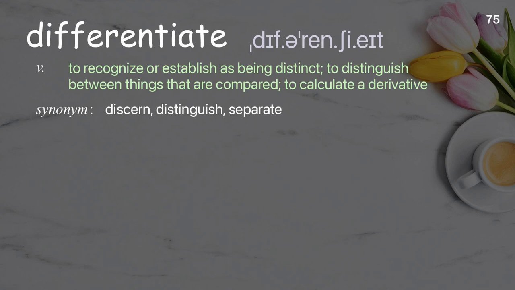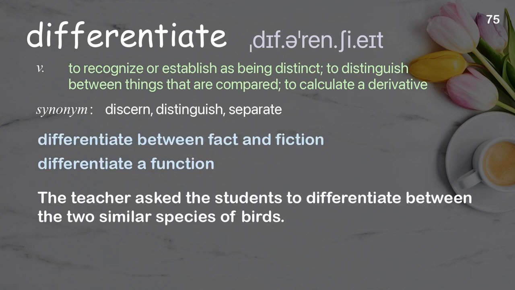Differentiate. To recognize or establish as being distinct, to distinguish between things that are compared, to calculate a derivative. Examples. Differentiate between fact and fiction. Differentiate a function. The teacher asked the students to differentiate between the two similar species of birds.